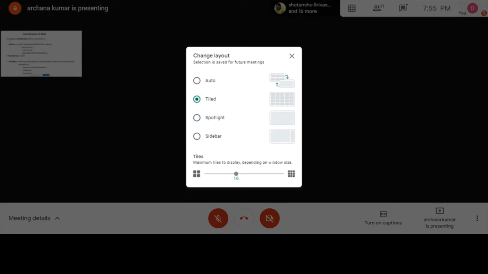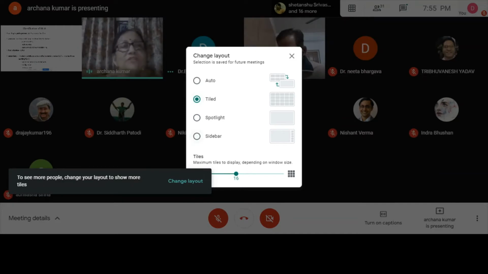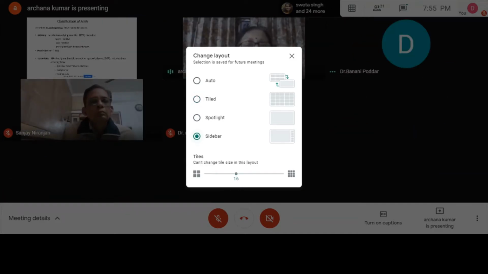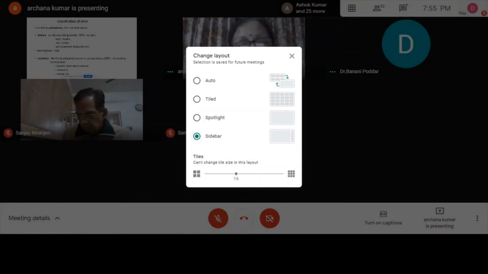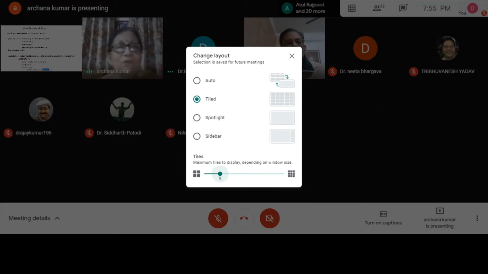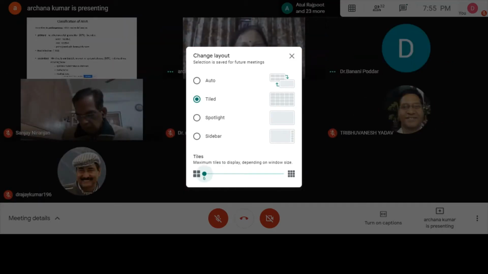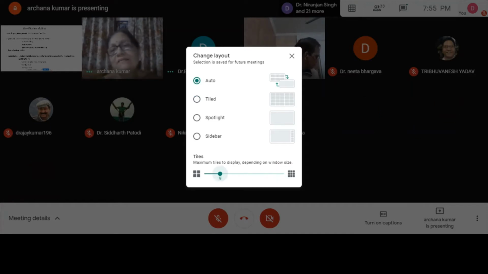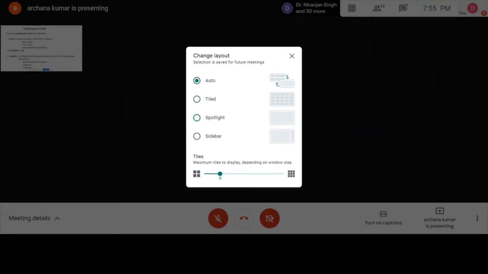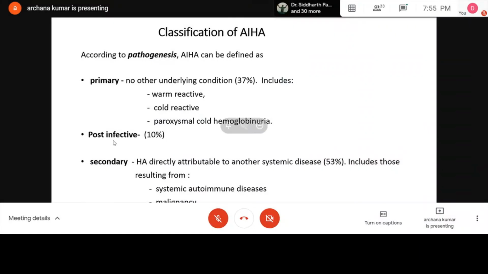When we classify autoimmune hemolytic anemia as per pathogenesis, it can be defined as primary, post-infective, or secondary. Primary is basically where we do not know the cause, so it is also called idiopathic. This is about 37% of cases, and they include warm reactive, cold reactive, and paroxysmal cold hemoglobinuria. Then post-infective and secondary are directly attributable to another underlying systemic illness, and this is about 53%. And these can result from a systemic autoimmune disease, malignancy, or medications.